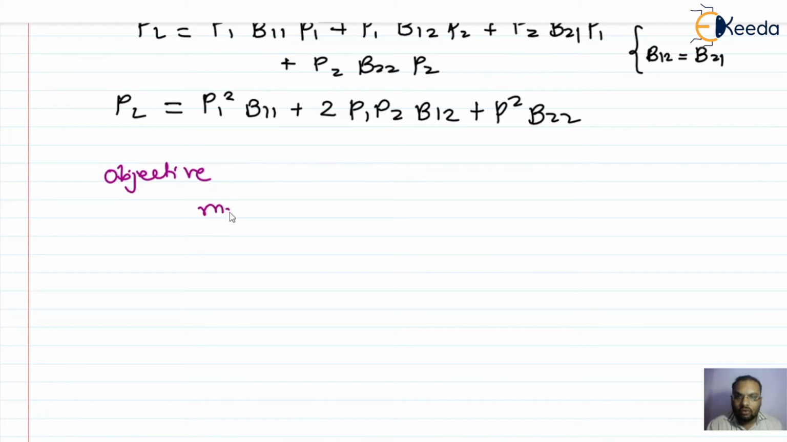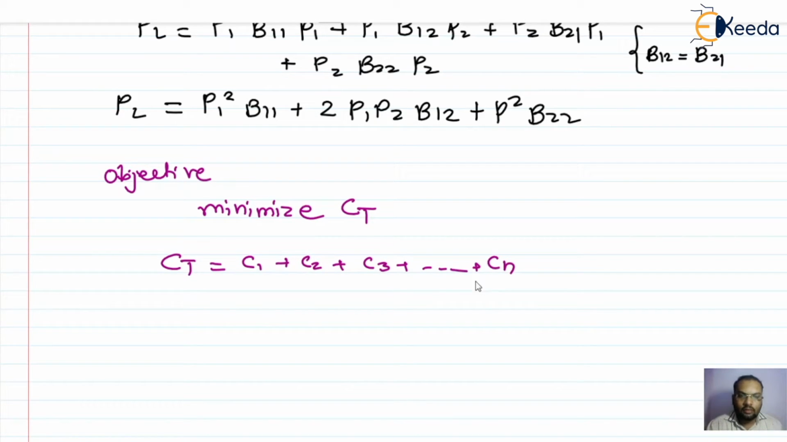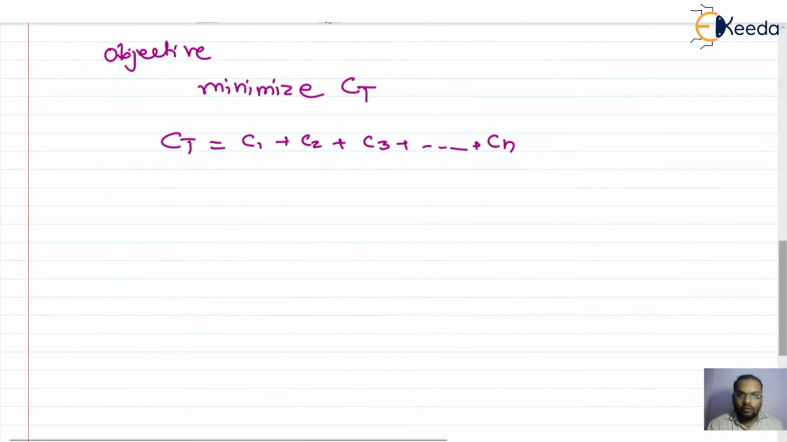I want to minimize CT. What is CT? It is the total operating cost. CT is nothing but C1 plus C2 plus C3, and this way it goes up to Cn. Next, we do have some physical limitations, so we should write those as constraints.